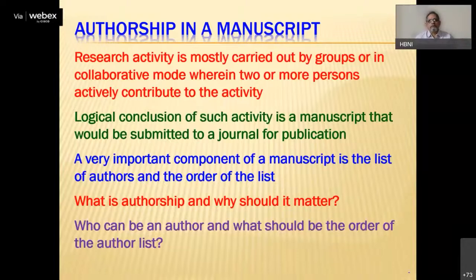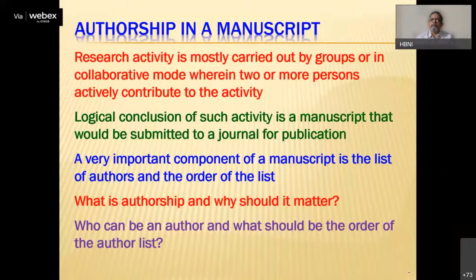So how does authorship matter here? Research activity nowadays is mostly carried out by groups or in a collaborative mode, where two or more people actively contribute to the activity. That doesn't mean that research activity cannot be carried out by a single person.